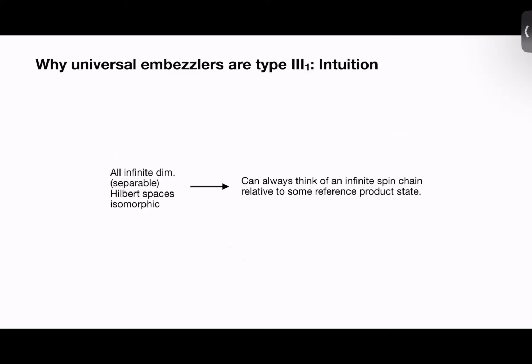I just told you that type 3.1 factors are universal embezzlers, but why is it the case that the only universal embezzlers are type 3.1? This is what I want to explain to you using the example of infinite spin chains.